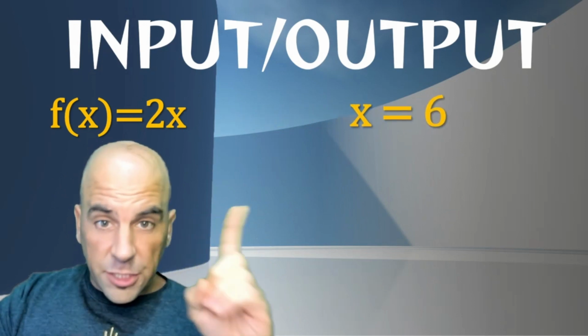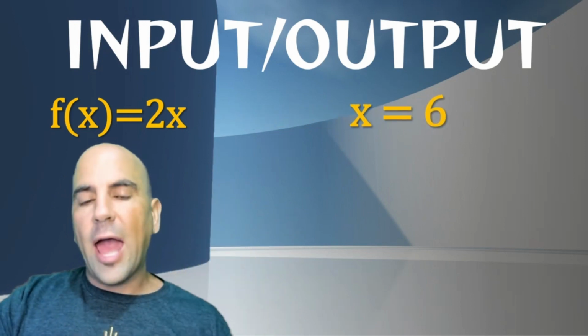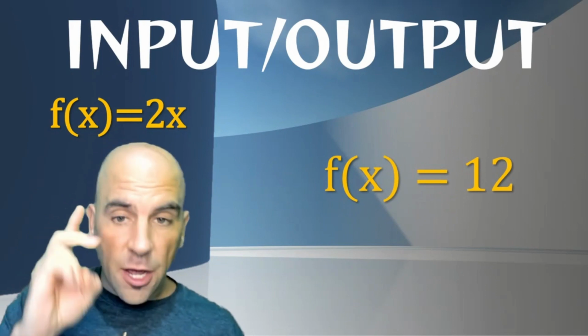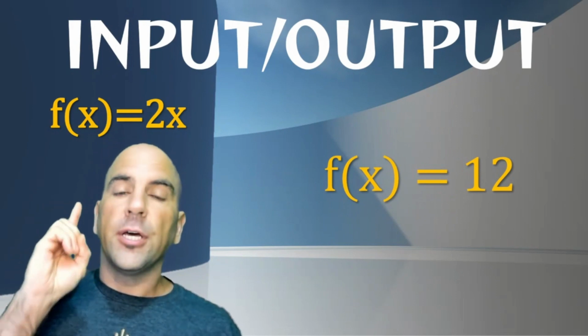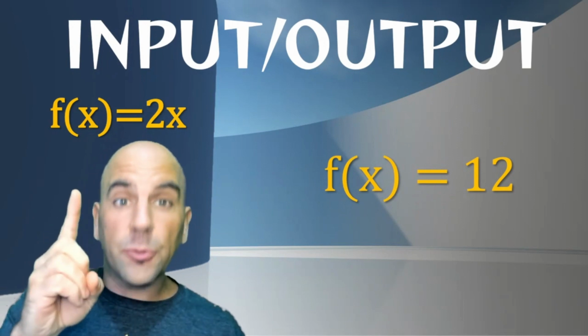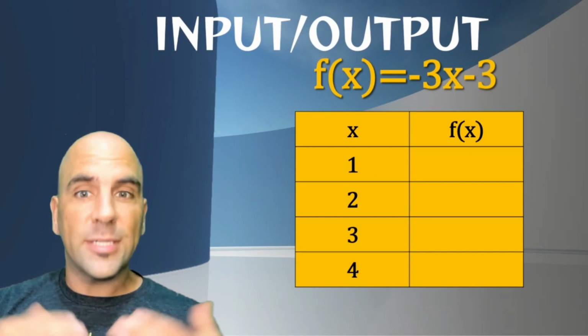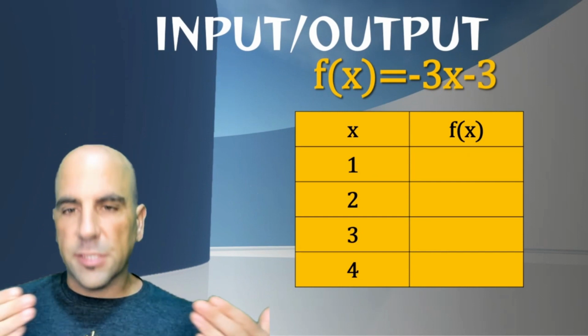So let's start with a different independent input here. X equals 6, and out comes your y, your function of x, your output, 12. 6 times 2 is 12. Now, most famously, you'll see these as an input-output table. All right, and it's the same thing.